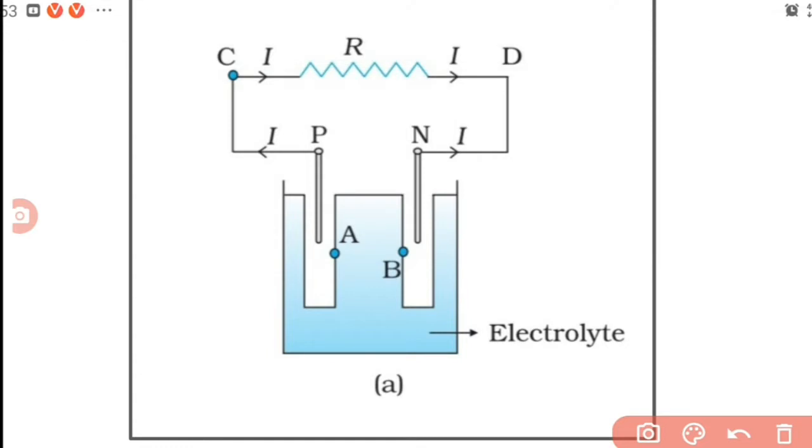This diagram shows a simple electrolytic cell. It consists of two electrodes, and the two electrodes are connected through an external resistor. This is the external resistor, which is also called the load. Through that load resistor, current flows from positive to negative, so that inside the cell, through the electrolyte, current flows from negative to positive. This is the case with a simple electrolytic cell.